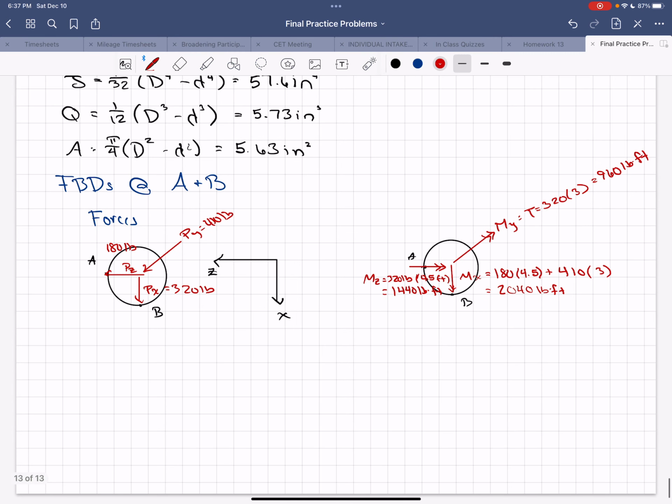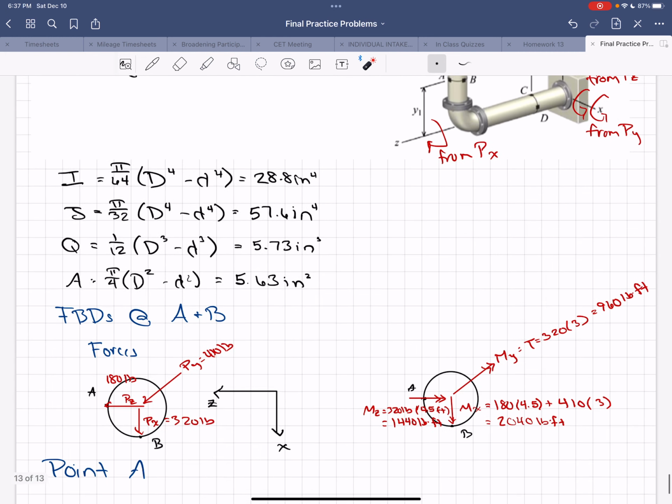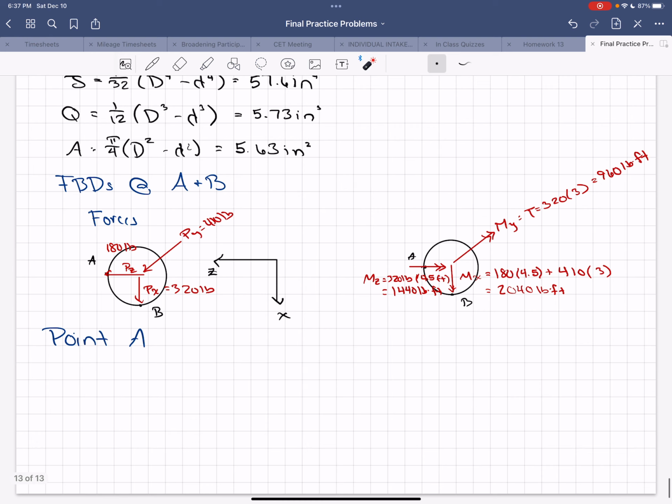All right, so in the solution I gave you, I wrote all those out, but we're just going to jump into point A. Point A. So, first thing we're going to do, I think it's the easiest, we're going to look at the axial stress from PY.